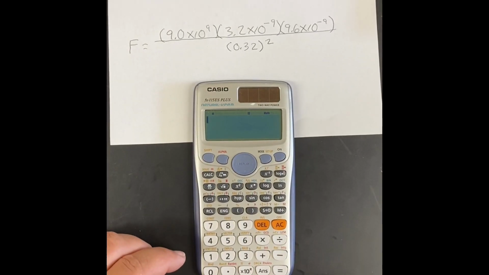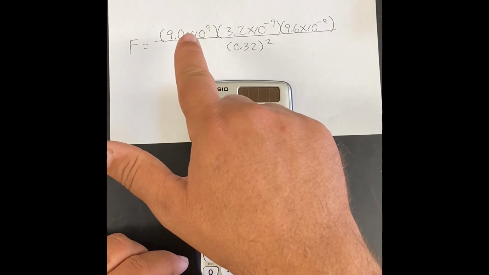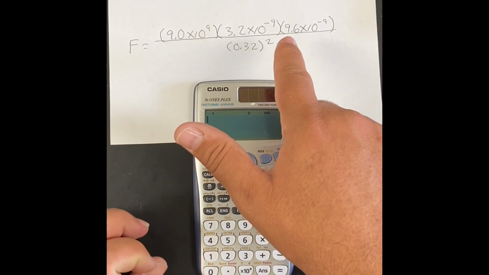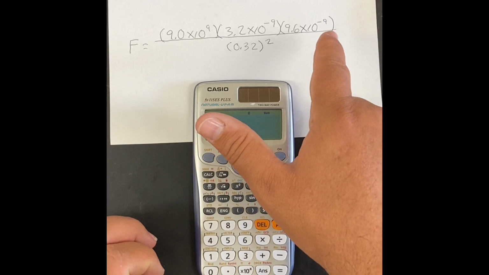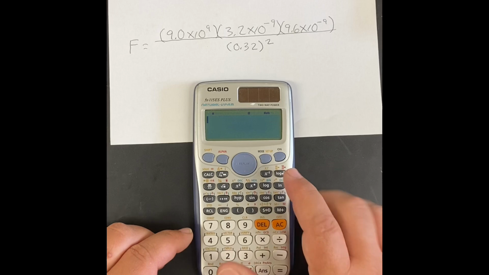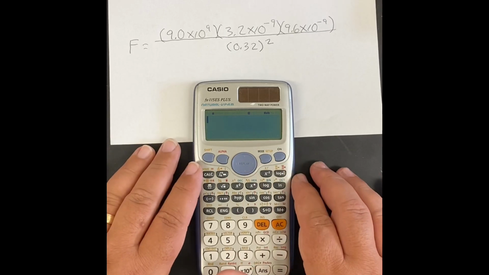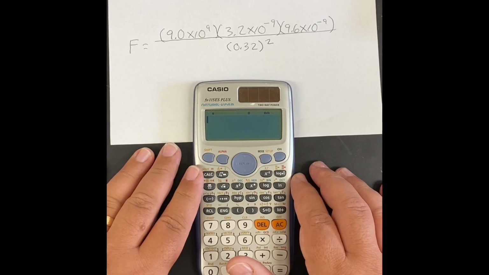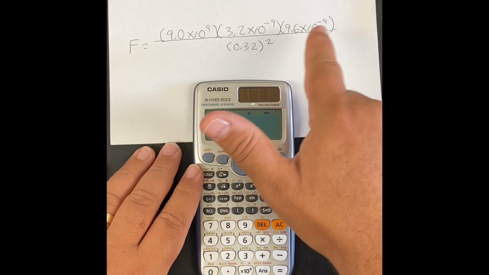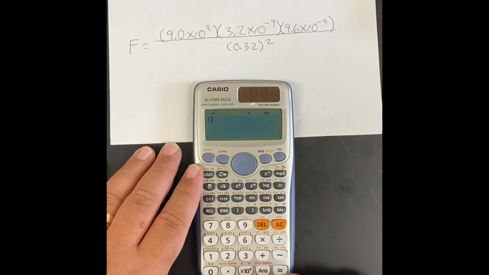In letter C, we have 9 times 10 to the 9 times 3.2 times 10 to the negative 9 times 9.6 times 10 to the negative 9 divided by 0.32 squared. Now, we can do this all at once, but you have to use parentheses to do it. So I'm going to open up a set of parentheses. I'm going to multiply this, and then close parentheses.